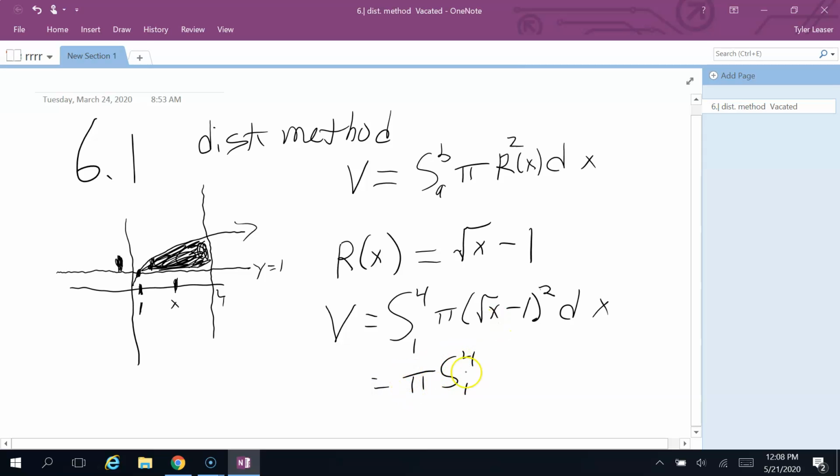So we pulled the pi out. We still have the integral from 1 to 4. We're going to have to FOIL this all out. So square root x times square root x is just x. Root x times negative 1, and there's going to be 2 of those, so negative 2 root x. And then negative 1 times negative 1 is positive 1.